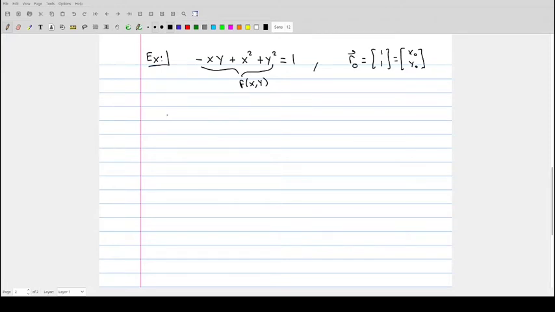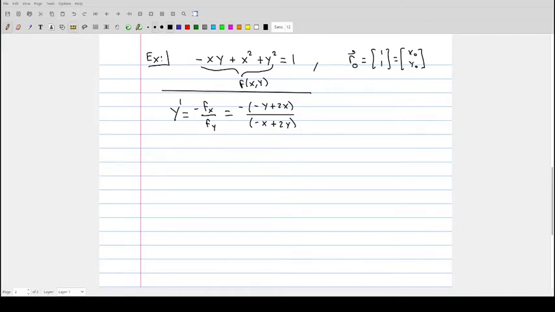So you could go through using calculus 1 and do implicit differentiation, but I think it's much simpler to use the formula that we just derived, which is that y prime is equal to negative fx over fy as long as fy is non-zero. So this is going to be negative times the partial derivative of this function with respect to x, which is negative y plus 2x, divided by negative x plus 2y. And there you have it.